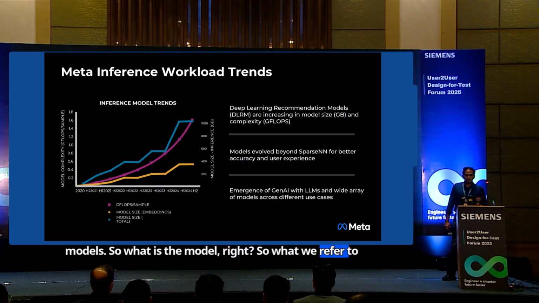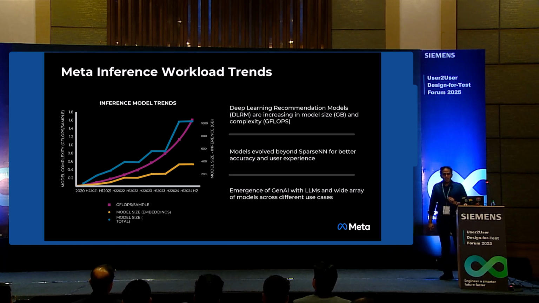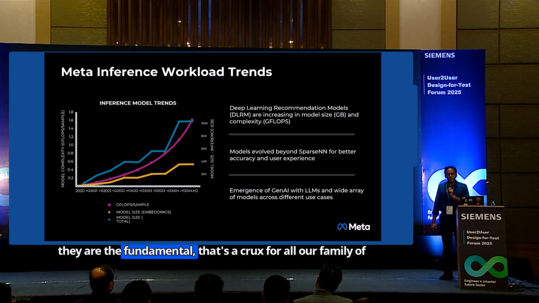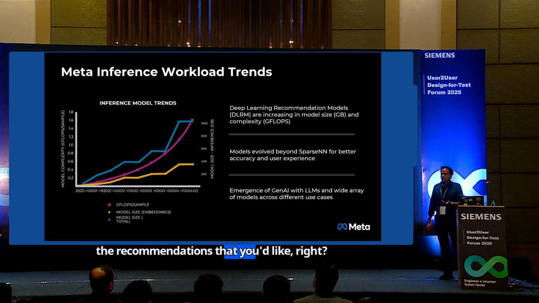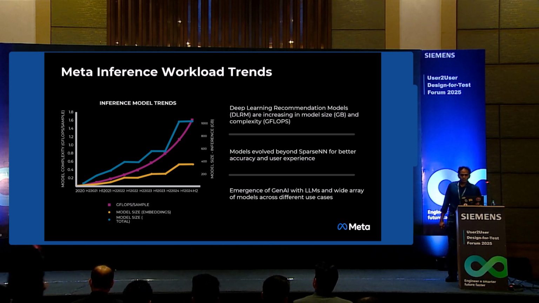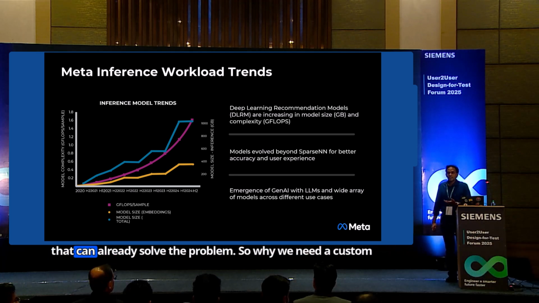What we refer to as models are deep learning recommendation models, the DLRM. They are the crux for all our family of apps, Facebook, Instagram, WhatsApp. They keep giving you the recommendations that you like, right? So these models exist. You have GPUs that can already solve the problem. So why do we need a custom silicon?